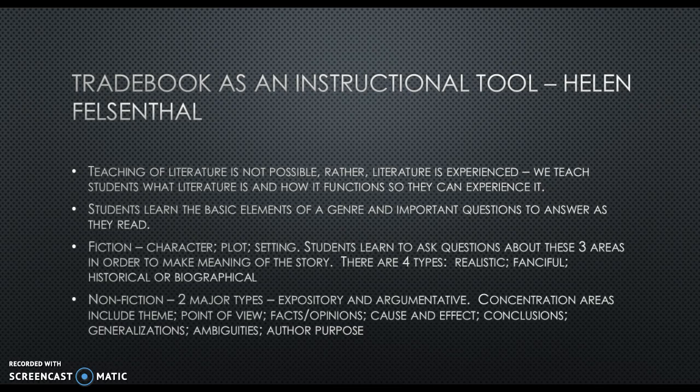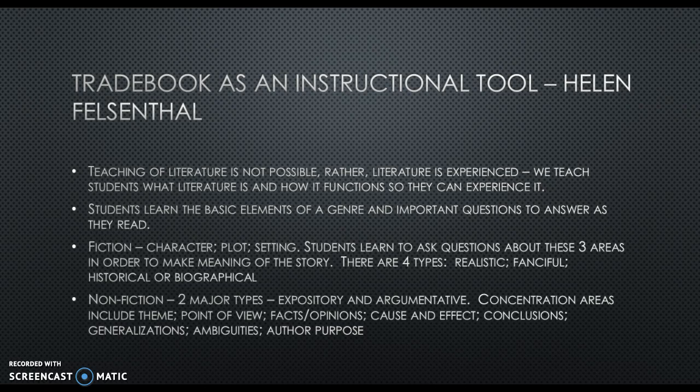an instructional tool. Her belief is the teaching of literature is not possible. Rather, literature is experienced. So we teach students what literature is and how it functions so then they can experience it. And so really thinking about the elements of different genres, and so students can take that information and then understand the text. And then providing them questions to ask with a specific genre so that they can understand it as they're reading.